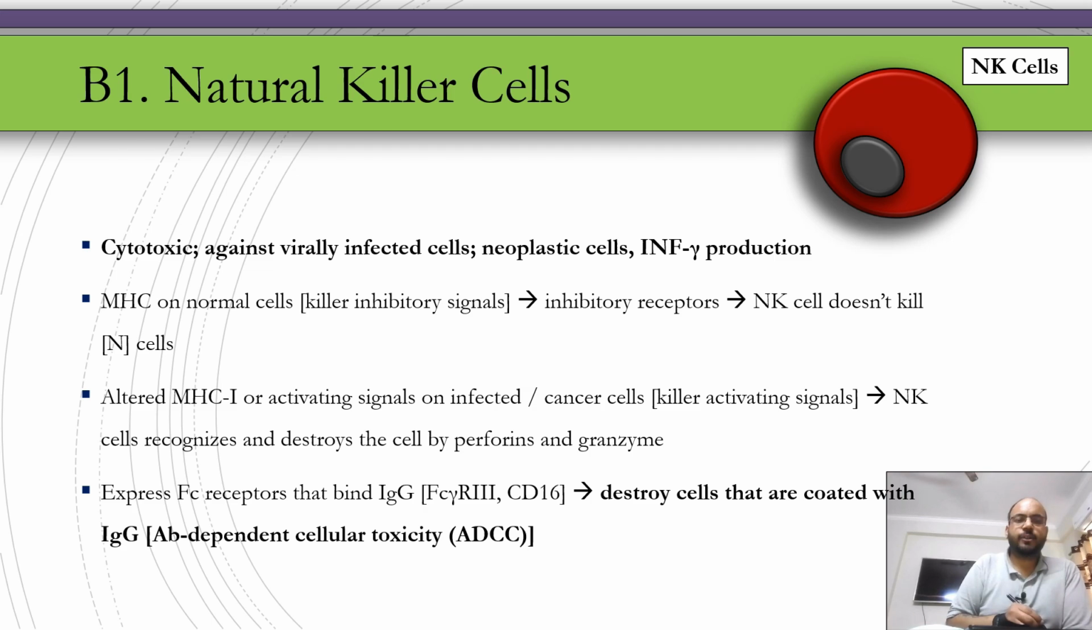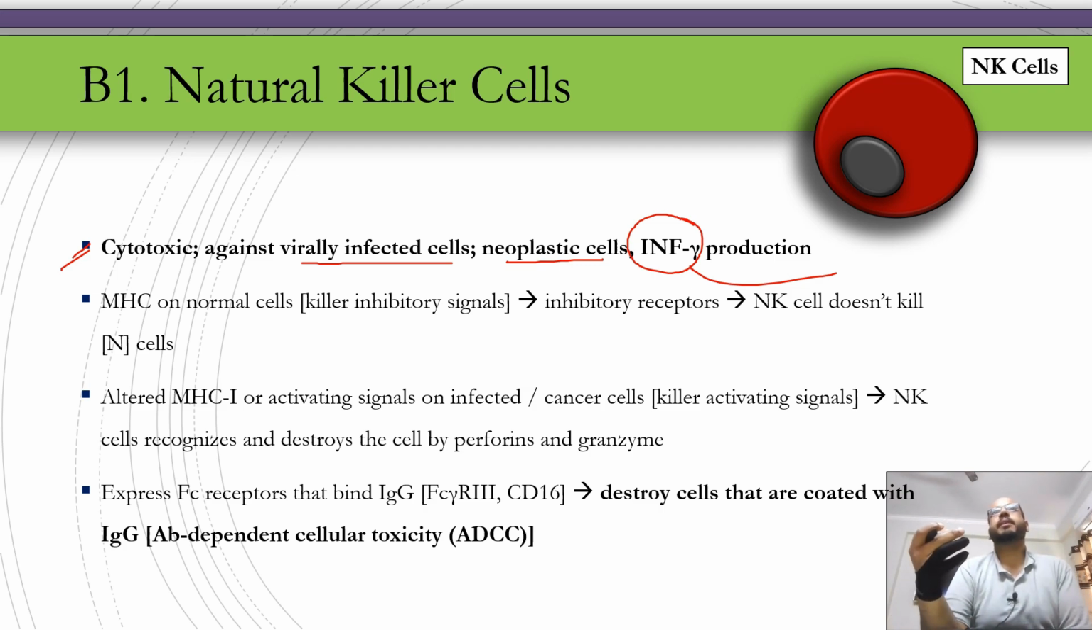Now, NK cells are cytotoxic. That means they will destroy the cell. They majorly act against virally infected cells or neoplastic cells, and they act via interferon gamma production. Interferon gamma is the major mediator produced by NK cells, and if you have gone through our videos on pathophysiology of psoriasis, vitiligo, and alopecia areata, you will find that interferon gamma is a very important inflammatory mediator in Th2 responses. Now what actually is the function of NK cells?